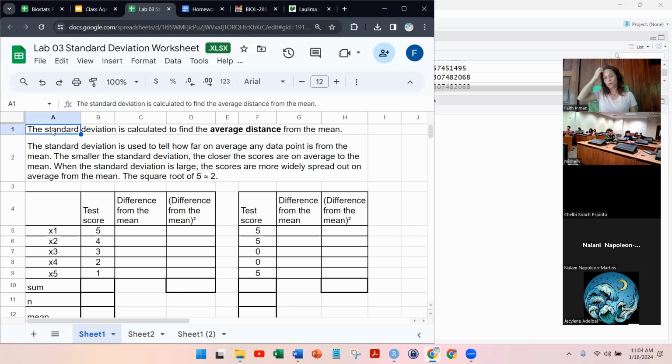this is a little tool that I want to use to help you get a really clear grasp on what standard deviation is, as well as variance and standard error. These are three important metrics of variation in the data.